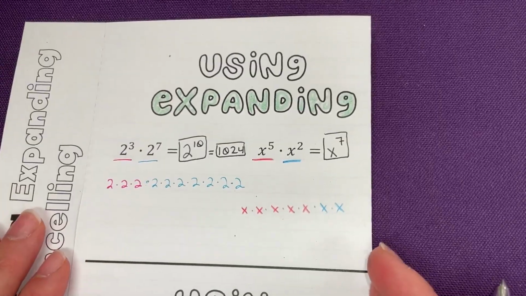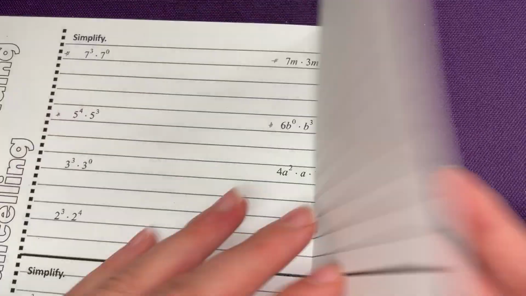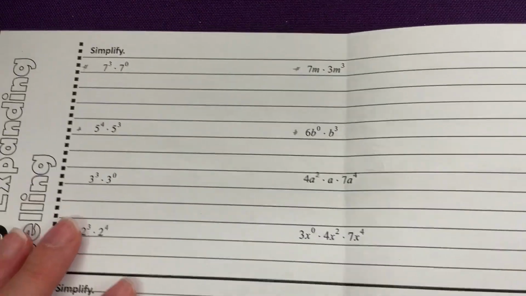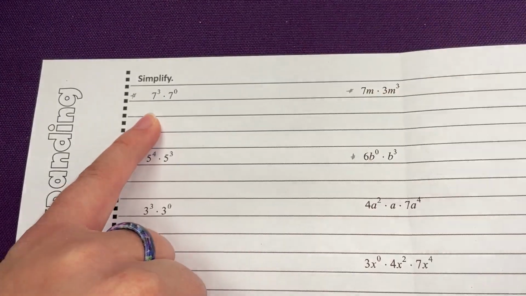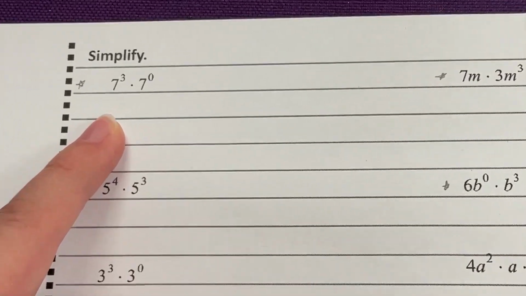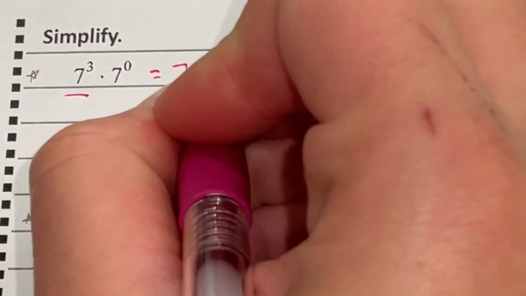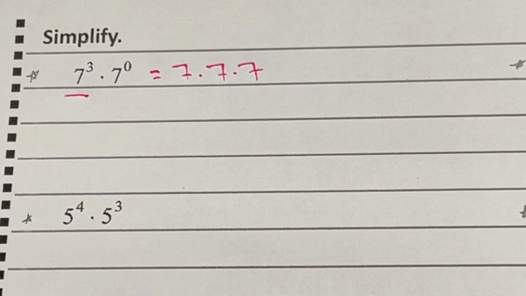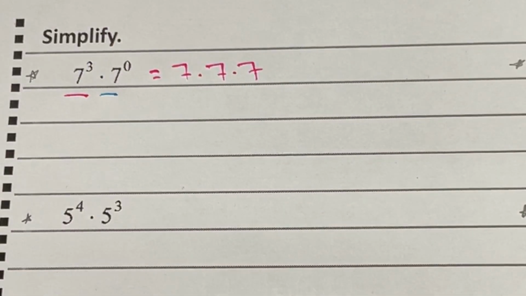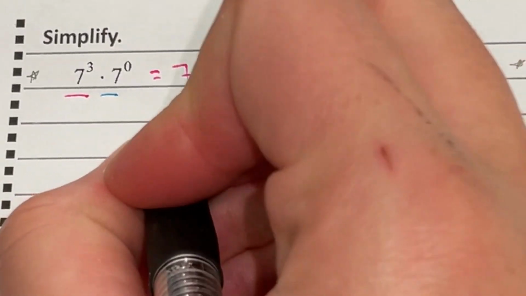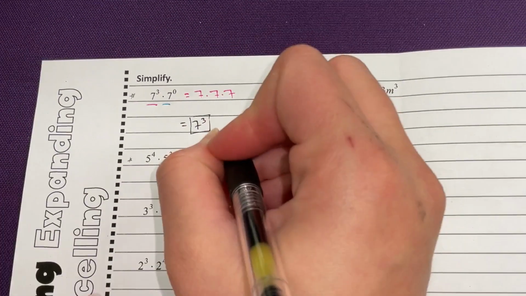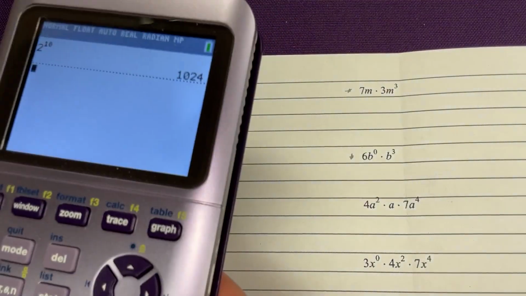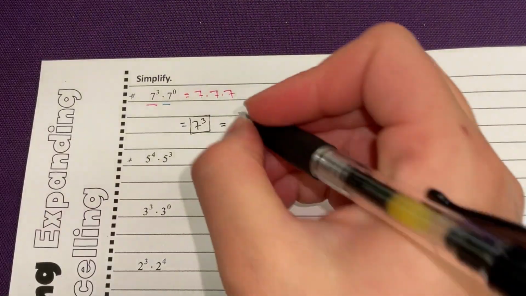So let's do a couple of the expandings together. We have 7 to the 3rd times 7 to the 0. 7 to the 3rd means we have 7 three times. 7 to the 0 means we don't have any. So my final answer would be 7 to the 3rd. And because it's a number, I figure out what 7 to the 3rd is: 343.